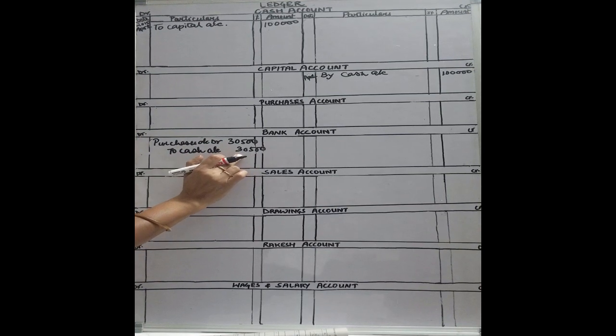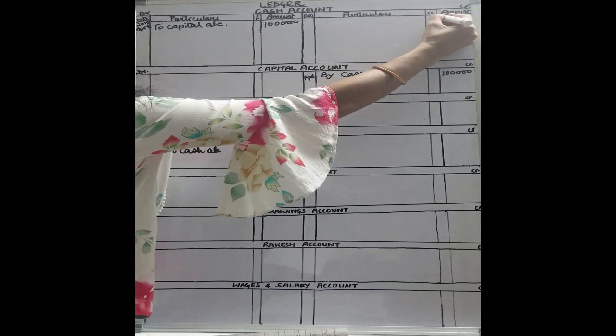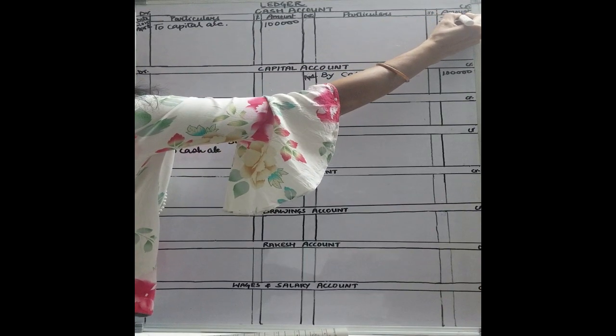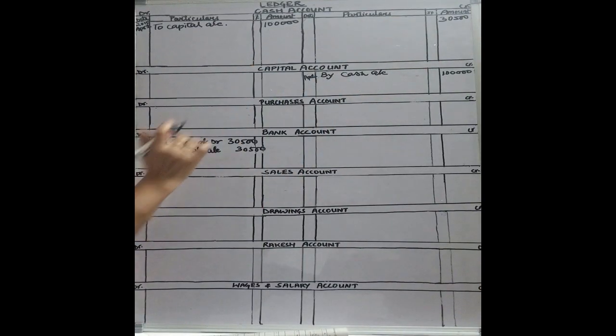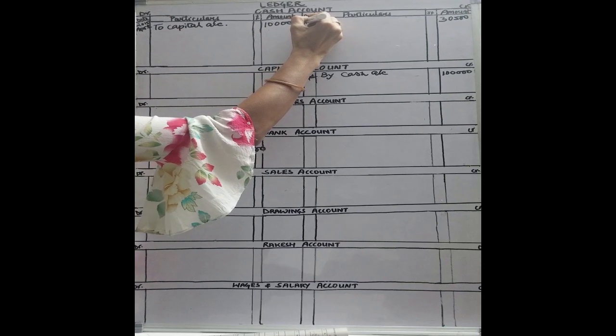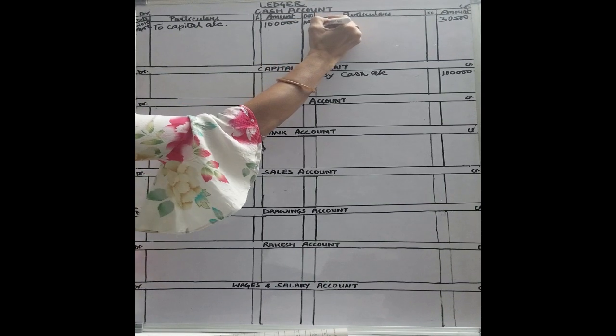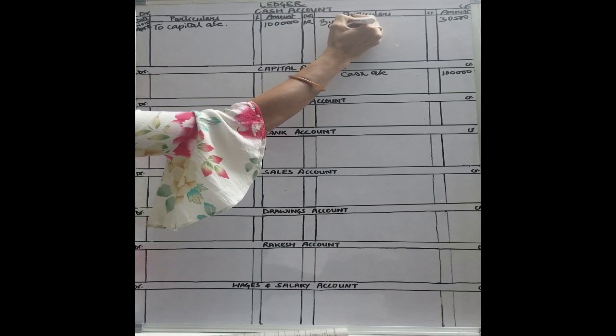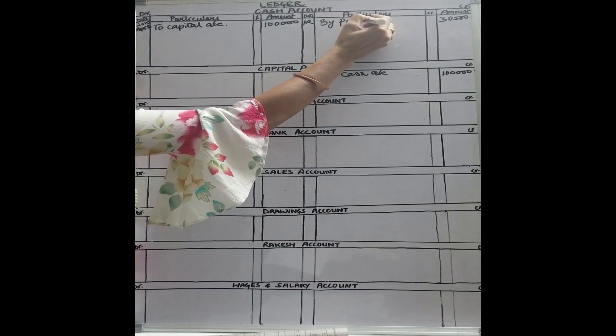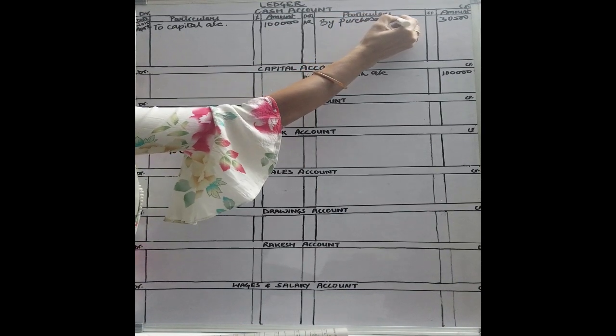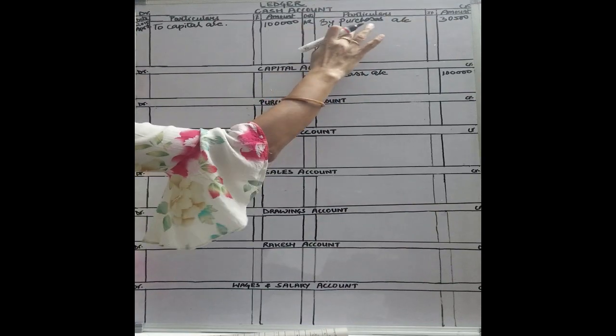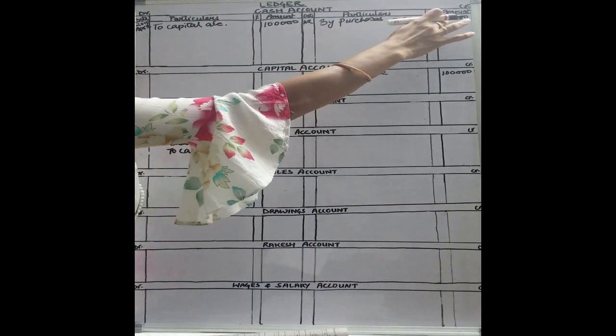For crediting the cash account, what we'll do? We'll simply write the amount on the credit side of the cash account. Date April 2, right? And the reason behind crediting the cash account is purchases account, the other account on the opposite side. Here the other account on the opposite side is purchases account. So let's just write by purchases account with rupees 30,500.